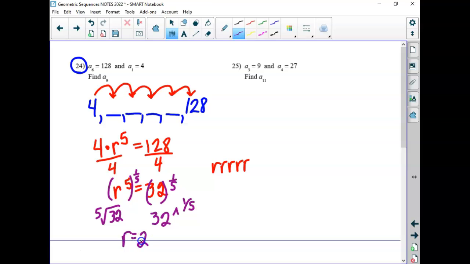All right, we're not done. What are we supposed to do? Does it say write the explicit and find the ninth term or not? Okay. Anyway, let's write the explicit. Any term in this particular sequence, you would start with the first term, which was what? They gave it to us. 4 times, what did we just figure out R is? 2 to the n minus 1. So now how can we find the ninth term?